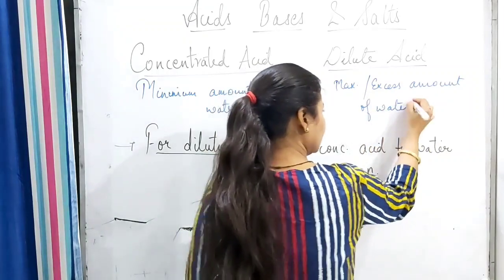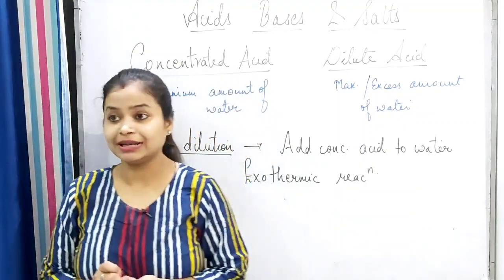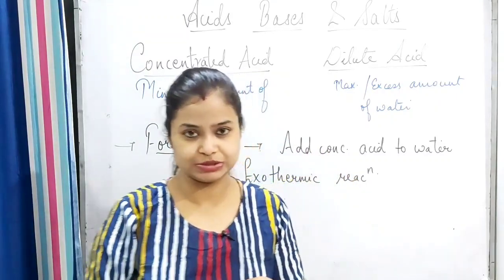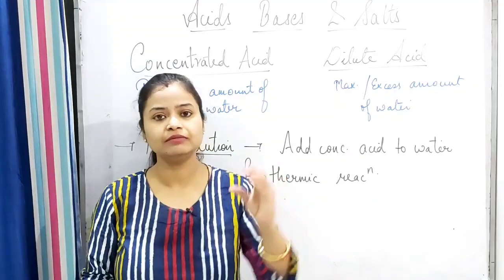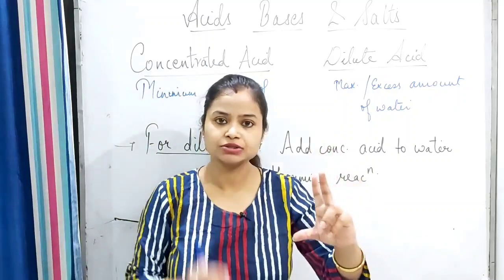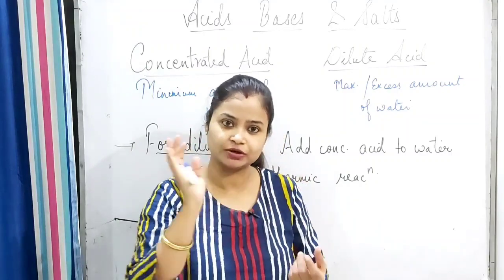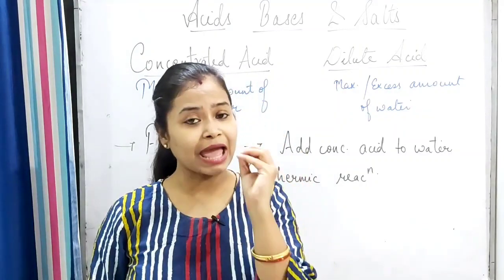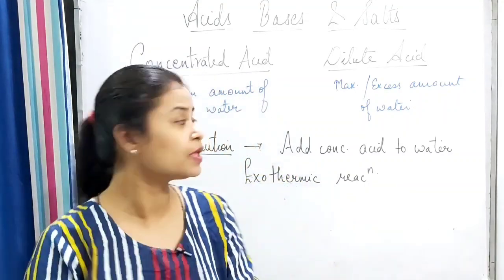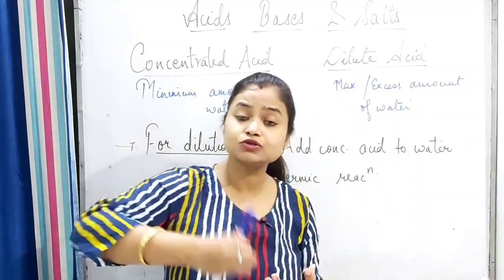Now see, for example, if we prepare lemonade, first we prepare a concentrate of the lemonade at our homes, isn't it? Then when we serve it, in the glass we fill some of that concentrate of lemonade, and then we add water in it, ice, water, whatever. So concentrated acid consists of the minimum possible amount of water, whereas whenever you dilute anything, we add excess water in it.